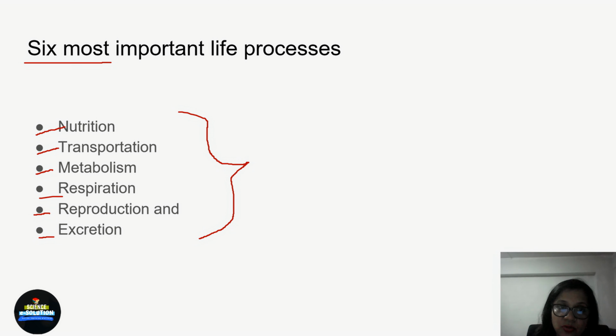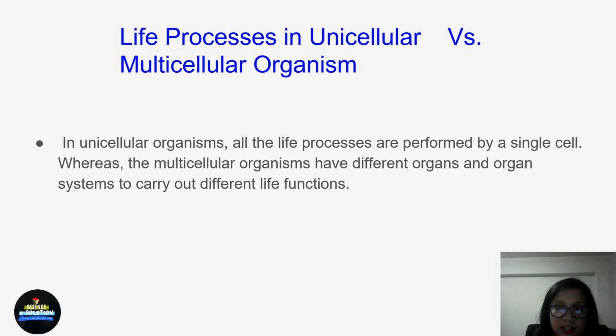If it is asked what are the different life processes, or give examples of a few important life processes, you can give any 2 or 3 of them. Most probably a 2 marks question is most commonly seen from this part of the chapter. But yes, this is a very important slide because it tells you about the life processes, and how they are different in unicellular and multicellular organisms.